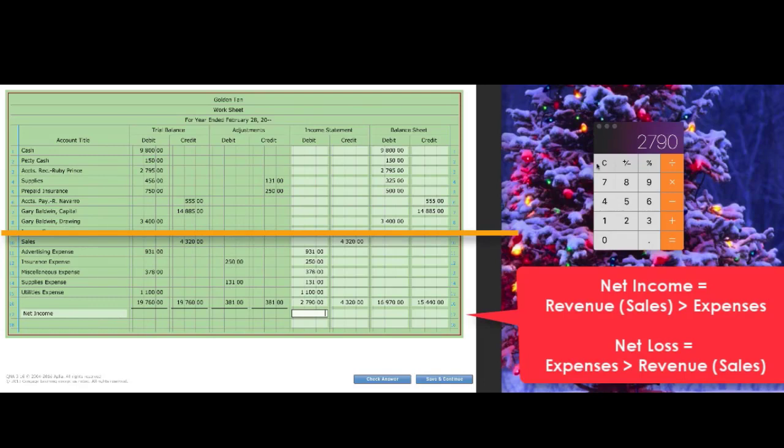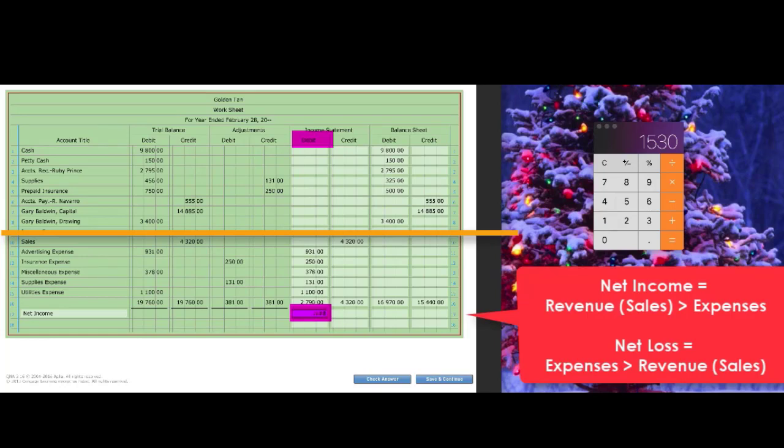So over here, I'm going to write net income. And I need to figure out how much more of a net income I have. So I'm going to take my revenue, I'm going to take 4,320, and I'm going to subtract all my expenses. So minus 2,790. So my revenue net income is $1,530. That is increasing when I make a net income. So I'm going to drop that increased amount into my debit column under income statement.